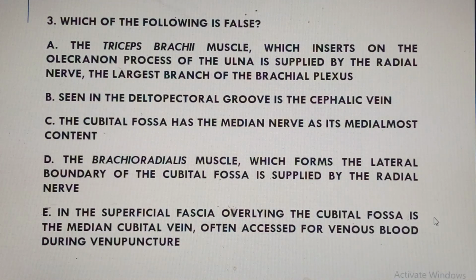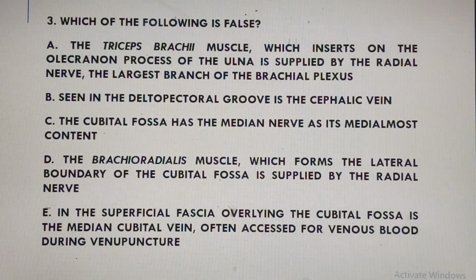So we go to our last question, and that is question number 3. Question number 3 says, which of the following is false? Now, option A says the biceps brachii muscle, which inserts on the olecranon process of the ulna, is supplied by the radial nerve, the largest branch of the brachial plexus.